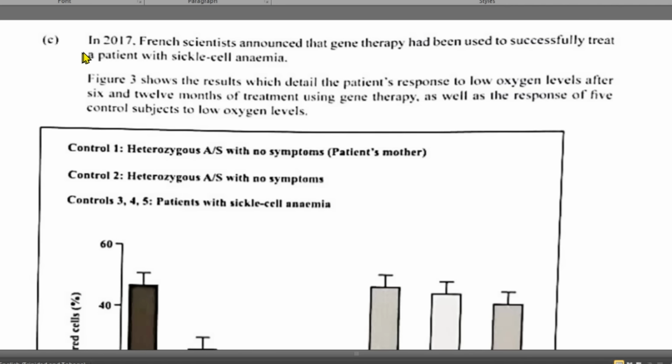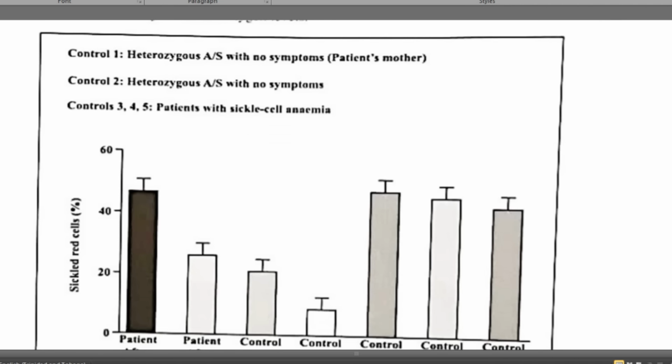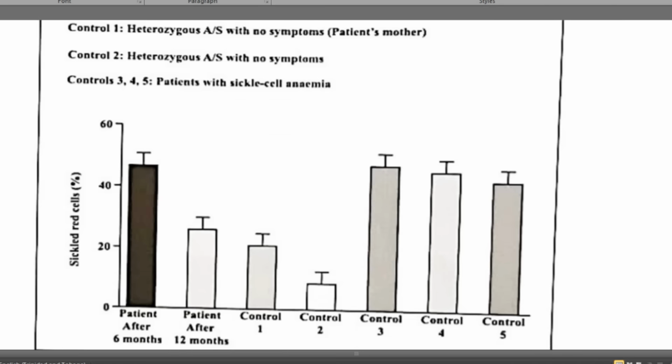Alright, so let's look at C. In 2017, French scientists announced that gene therapy had been used to successfully treat a patient with sickle cell anemia. Figure 3 shows the results, which detail the patient's response to low oxygen levels after 6 and 12 months of treatment using gene therapy. They also exposed 5 control subjects to low oxygen levels. So what is this graph showing us here? So this bar graph here is showing us 5 different controls, and then we have the patient after 6 months of therapy and 12 months of therapy.